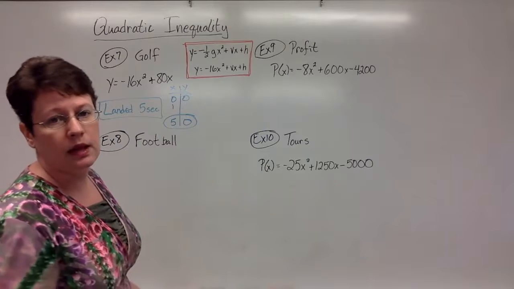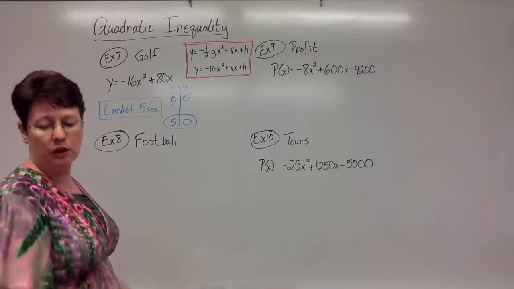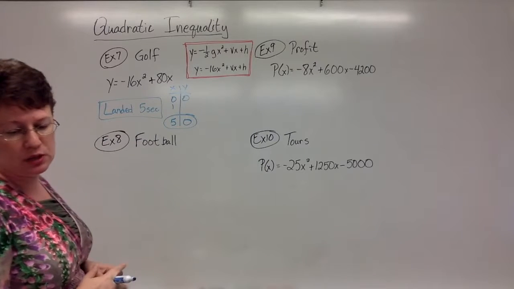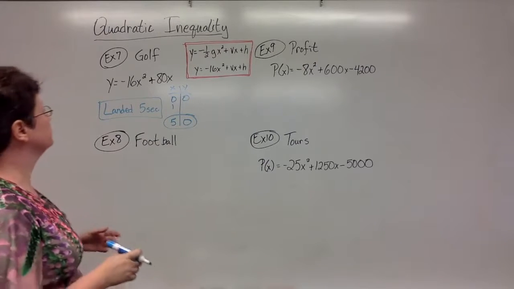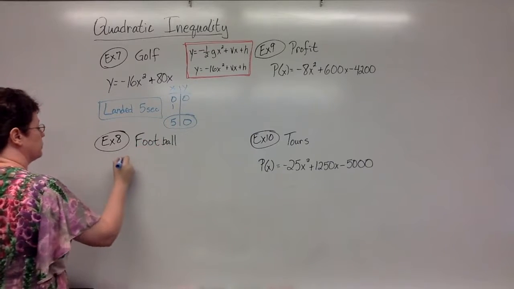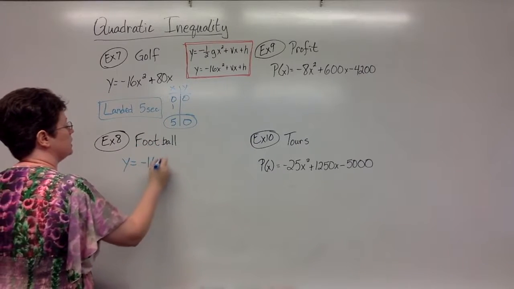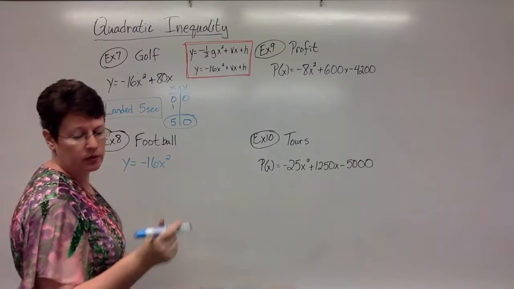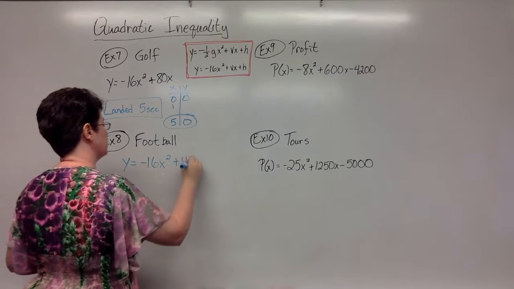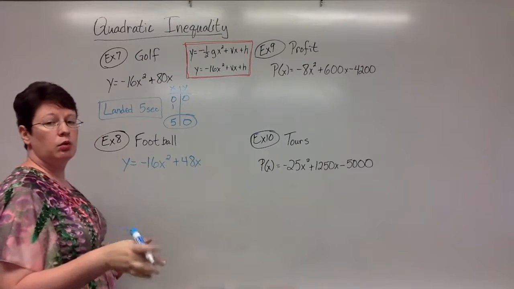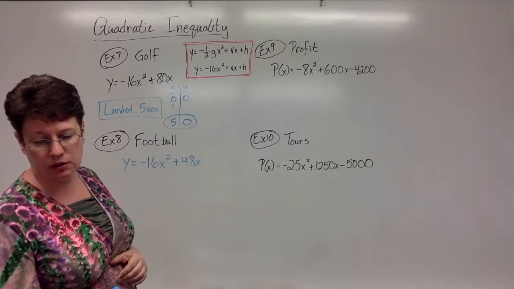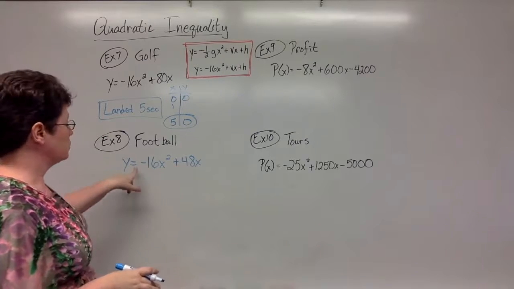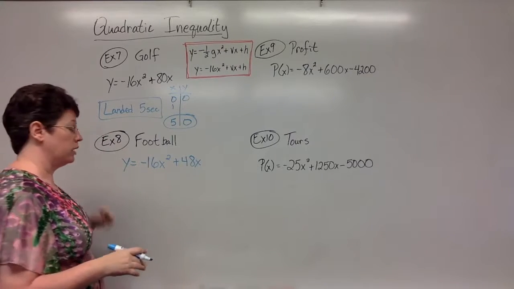Okay? Next example. We have a football kicked from ground level. It has an initial velocity of 48 feet per second. How long is it going to be in the air? Same equation. Y equals negative 16x squared. Now, how many feet per second was it? 48. So 48x. Now, what was the height of the ball when it was kicked? Ground. That's 0. So I don't have to put it. So I'm going to put this in my calculator into y1.